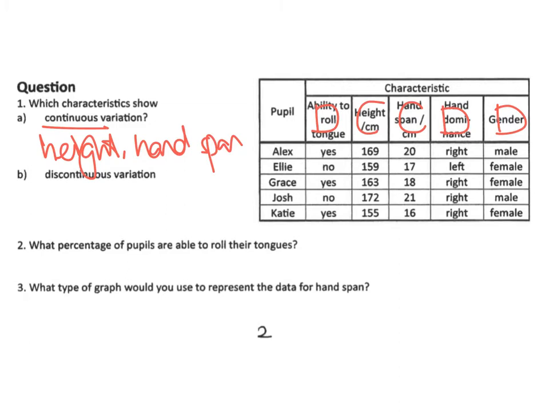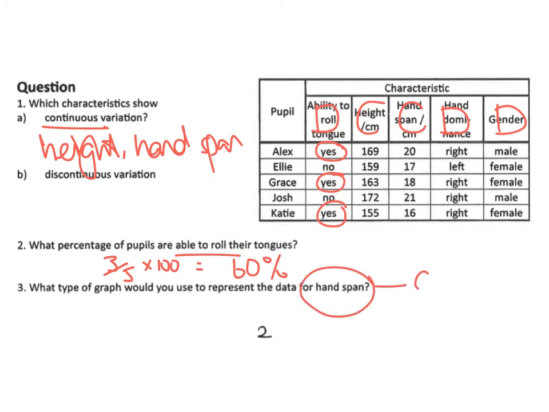Question 2: what percentage of pupils are able to roll their tongues? For the ability to roll tongue, we've got 3 out of a total of 5, times 100. You should be able to do that in your head, and you should work out that it's 60%. What type of graph would you use to represent the data for hand span? Well, it is continuous, so you should know that it's a histogram.